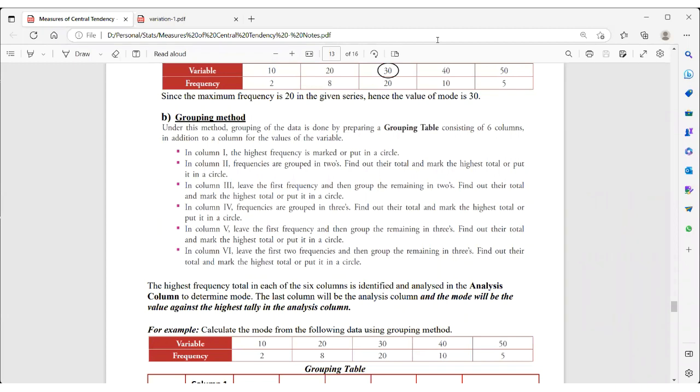Now, in this case, we find that the maximum of the data lies on this side, more concentrated on these frequencies: 20, then 18, then 15. That means most of the data lies here. So in this case, we use a grouping table and an analysis table to find the mode.